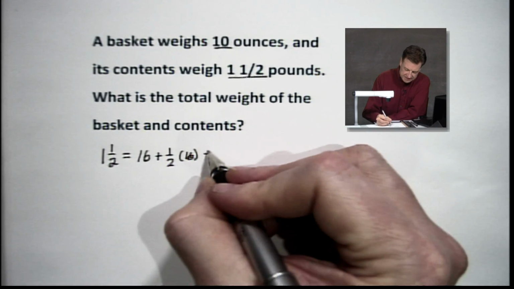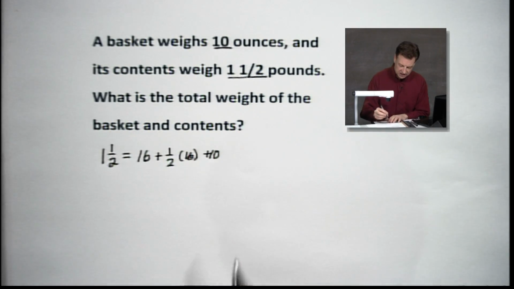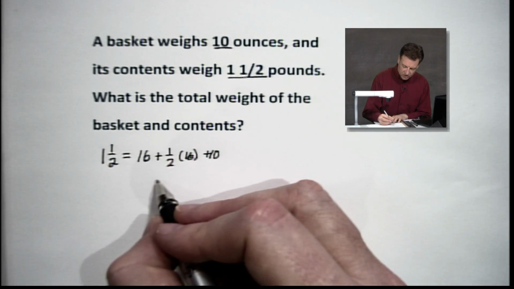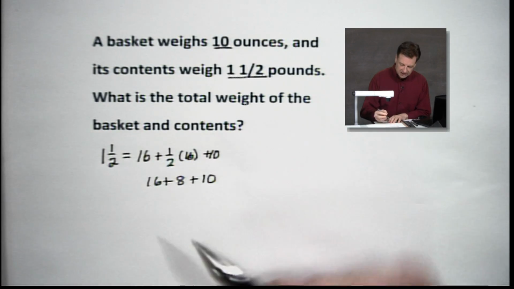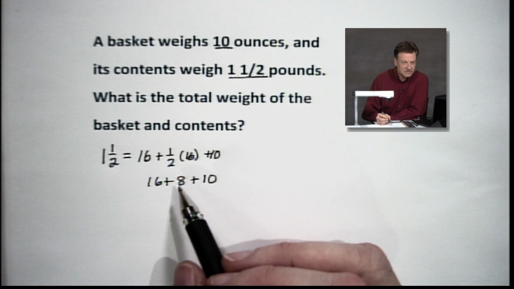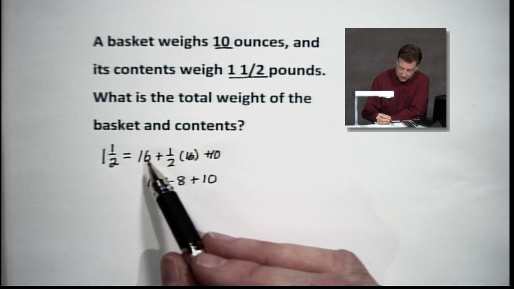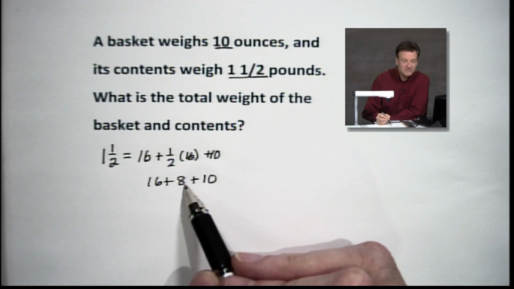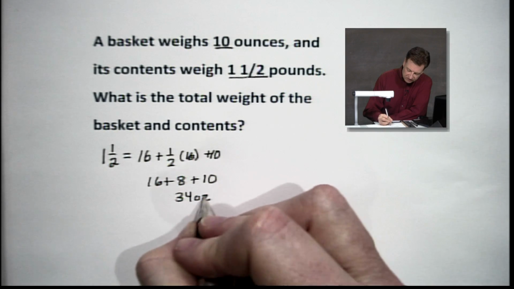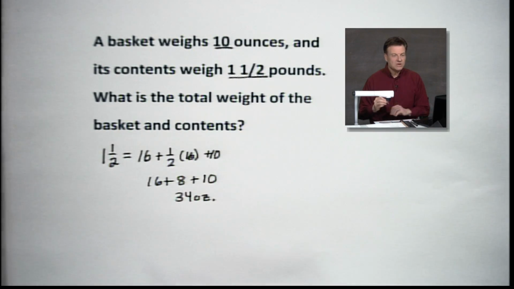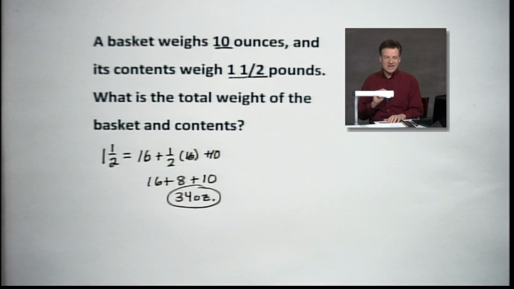And then we've already got 10 ounces. Goodness sakes, there's a lot of ounces going on here. Half of 16 is 8. Add that to 10. We've got 16, we've got 8, that's 24. Add 10 more to that. We get 34 ounces, oz, if you will. That's our abbreviation. That would be one option, one answer, if it's all in ounces.